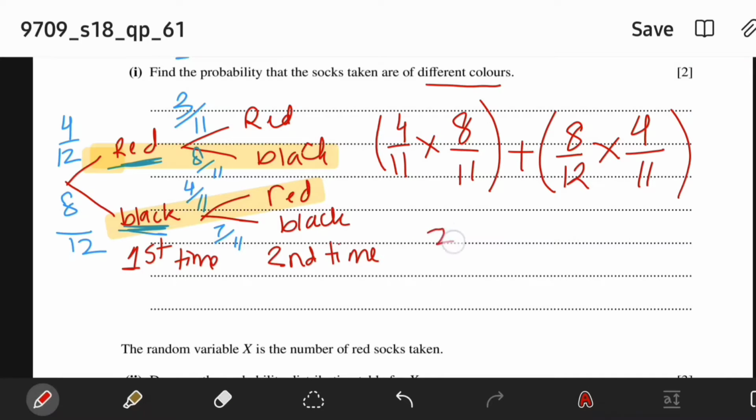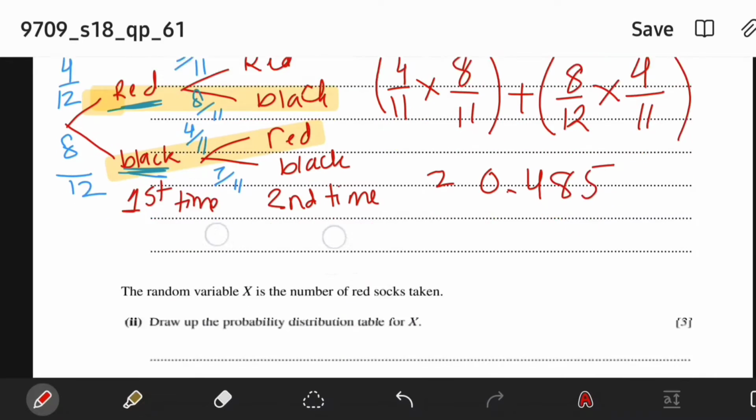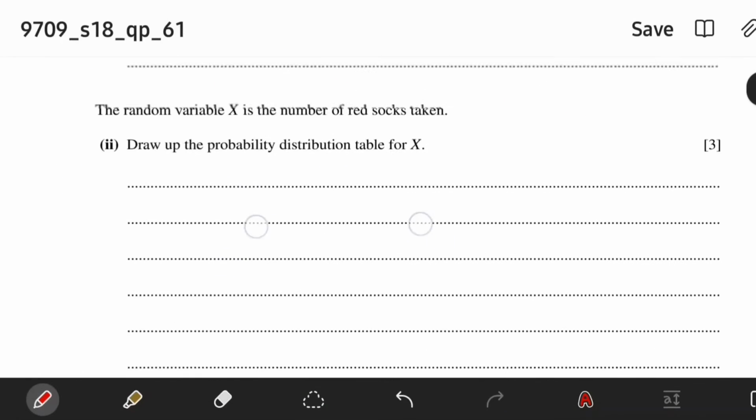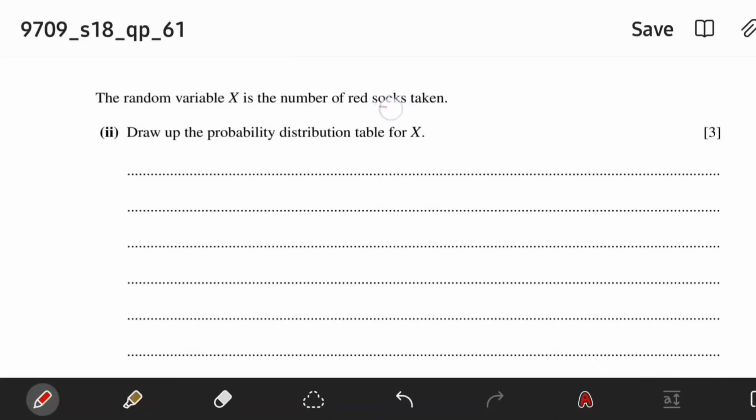And the answer is 0.485. Make sure to give it in 3 significant figures. The random variable x is the number of red socks taken. Okay, draw up the probability distribution table for x.